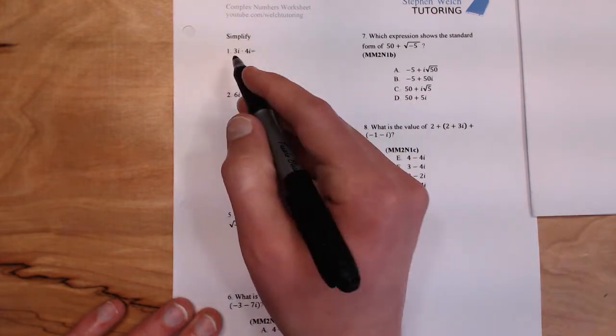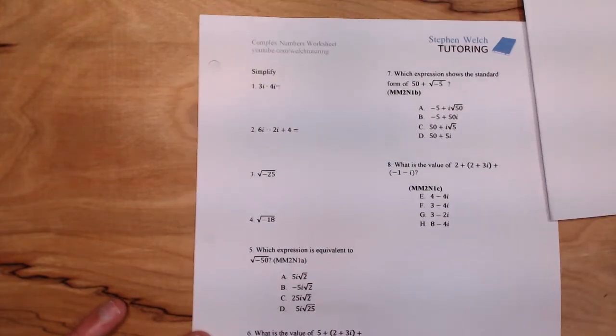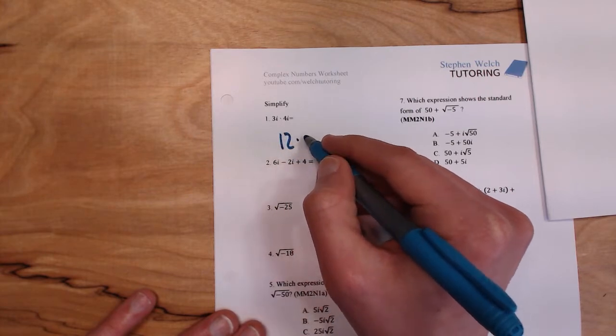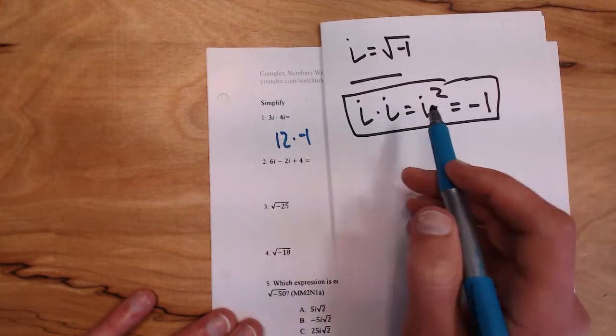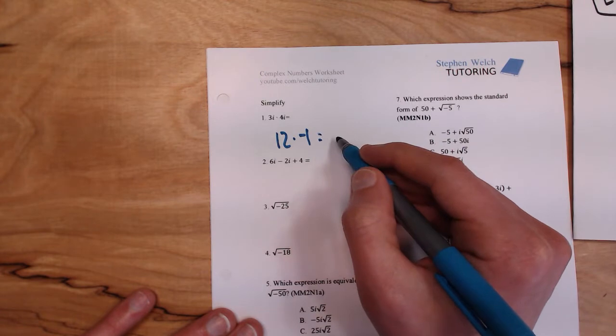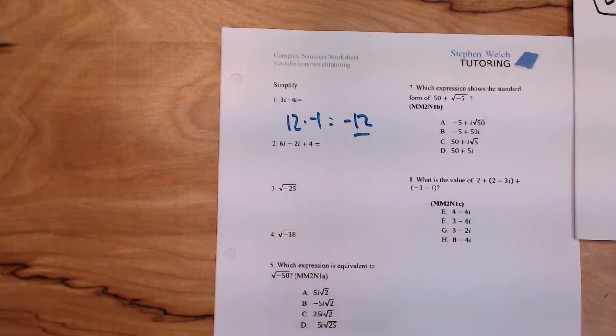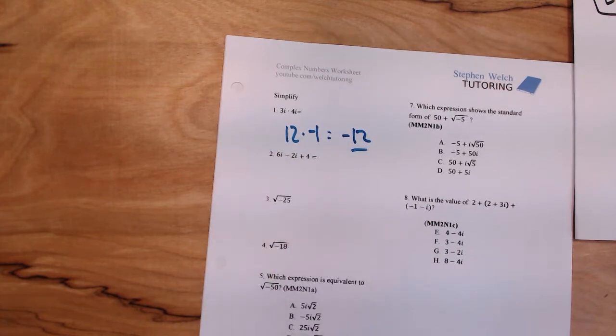So here I'm going to combine like terms. So 3 times 4 is just 12. And i times i is -1, like we said here, right? So this is equal to -12.